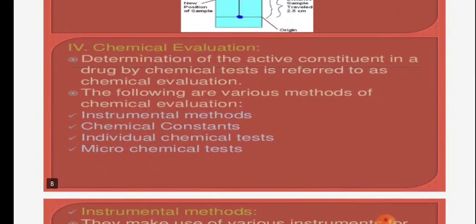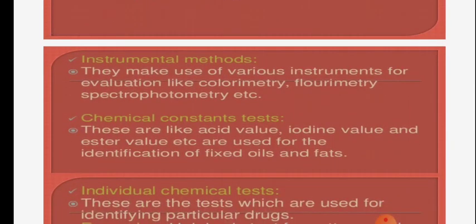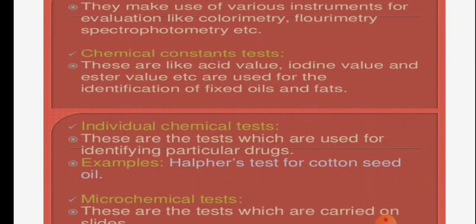Then the next one, chemical evaluation. Determination of the active constituents in a drug by chemical test is referred to as chemical evaluation. There are instrumental methods, individual chemical tests and microchemical methods. In instrumental methods we use different instruments like colorimetry, fluorometry and spectrophotometry. And in chemical constants, values like the acid value, iodine value and ester value are used for the identification of fixed oils and fats.